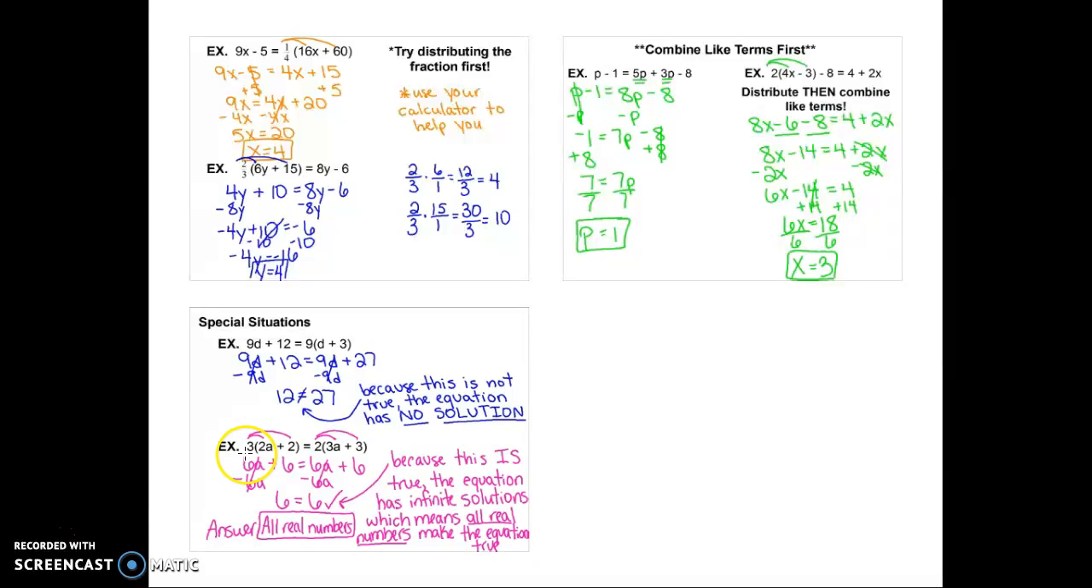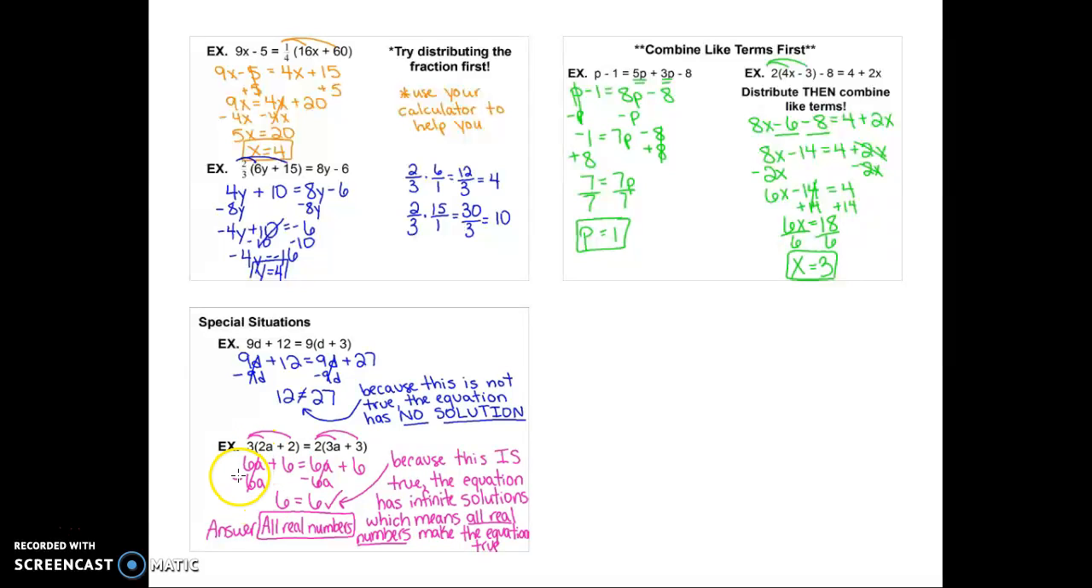Now in the second example, again, we start by distributing because I have parentheses. So 3 times 2a gives me 6a. 3 times 2 gives me 6. On the right-hand side, 2 times 3a is 6a. 2 times 3 is 6. Now again, you have to move your variables, so I'm going to choose to subtract this 6a to the other side. When I do that, the same thing happens as the previous example.